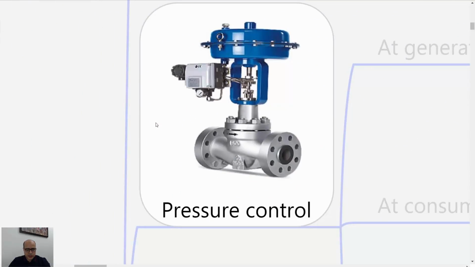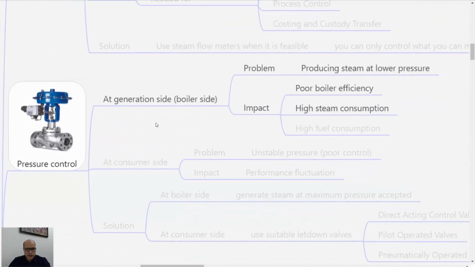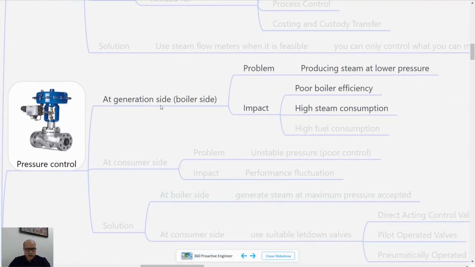The second area is related to pressure control. In most of the common cases we have seen, at the generation side, especially the boiler side, people have the tendency to reduce the steam pressure. They lower the steam pressure at the boiler and run it at a pressure lower than the design. They think that by this action they will provide steam more efficiently to the consumers that are using this steam at lower pressure than design.